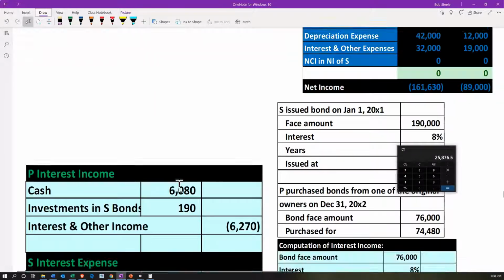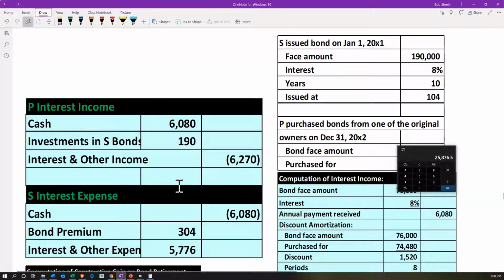Now, next thing we're going to do is take a look at the transactions related to the intercompany bonds. And then we're going to move forward from there and finally do the consolidation process. We're going to do that next time in the second component of this practice problem.